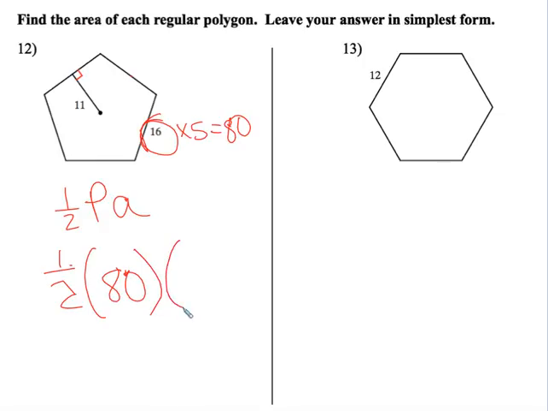And then the apothem is 11 over there. That goes to the side. So half of 80 is 40, and then 40 times 11 is 440.